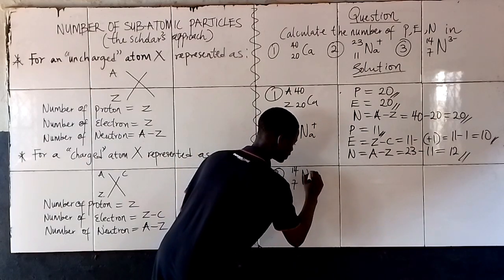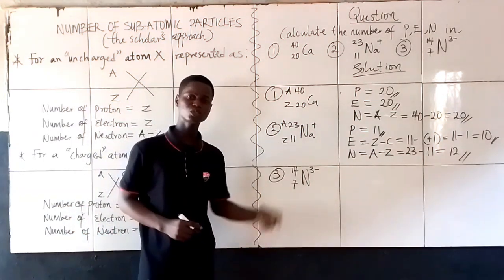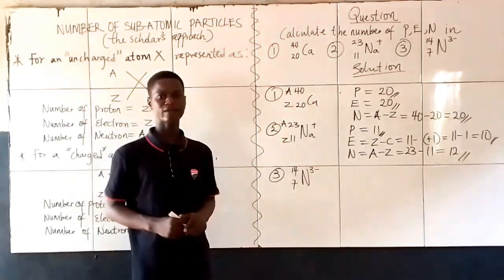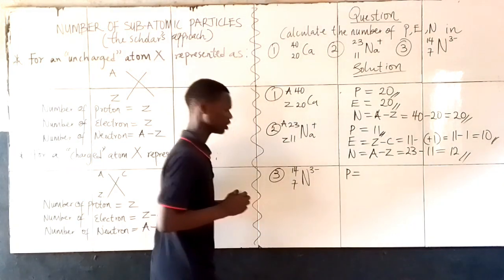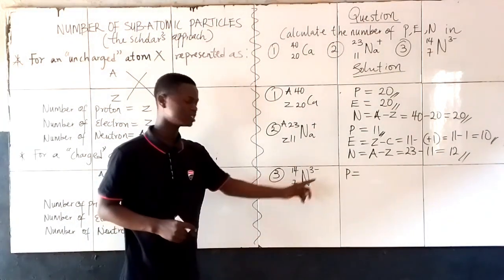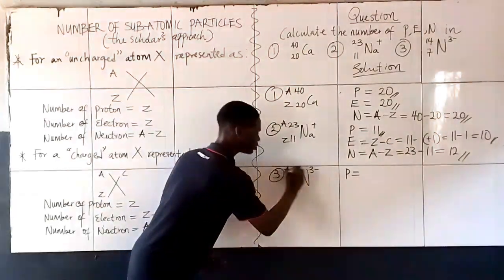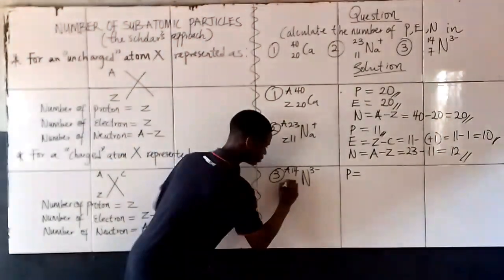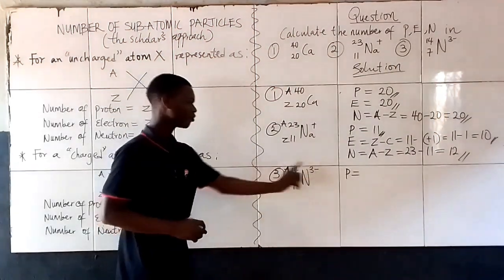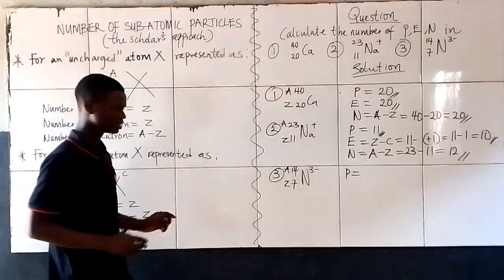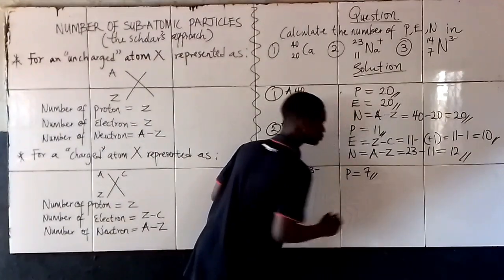14, 7 nitrogen carrying a minus 3 charge. We are asked to look for the proton, electron, and neutron number in this guy. So without wasting time as usual, let's get started. P will be equals to what? First thing first, is this guy carrying a charge? Yes. What is our A? 14. What is our Z? 7. Can we now get our proton number? Now from the formula, proton number is equals Z. So whatever is Z should be proton number. So here is equals 7.